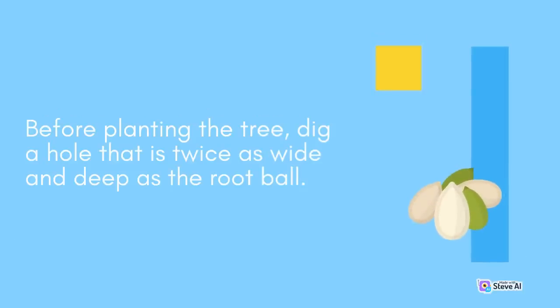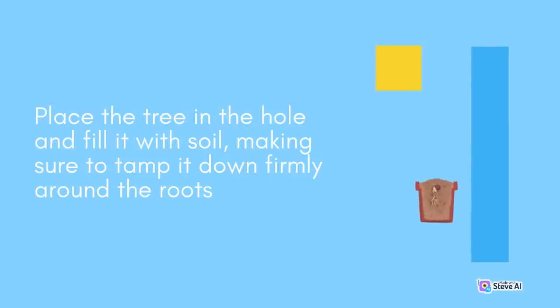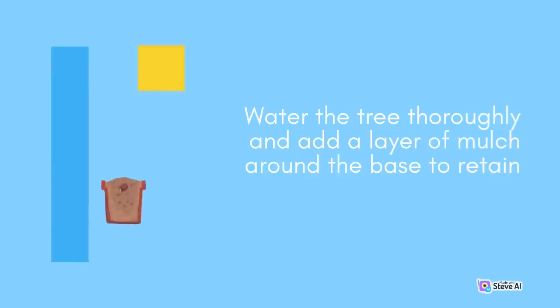Before planting the tree, dig a hole that is twice as wide and deep as the root ball. Place the tree in the hole and fill it with soil, making sure to tamp it down firmly around the roots. Water the tree thoroughly and add a layer of mulch around the base to retain moisture.